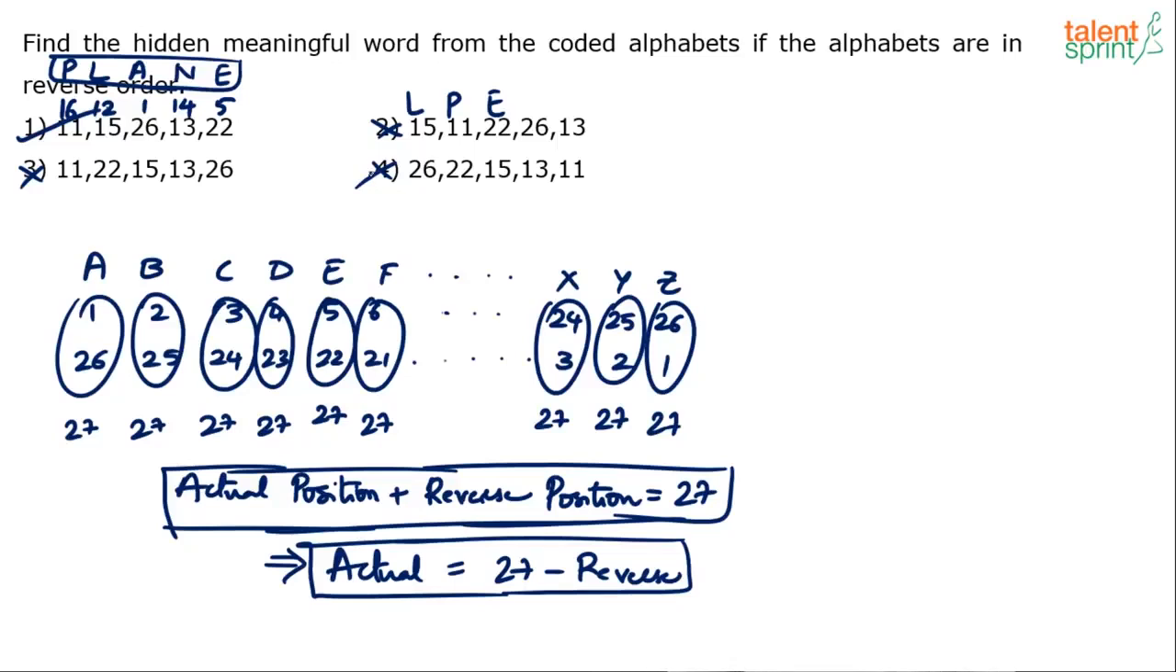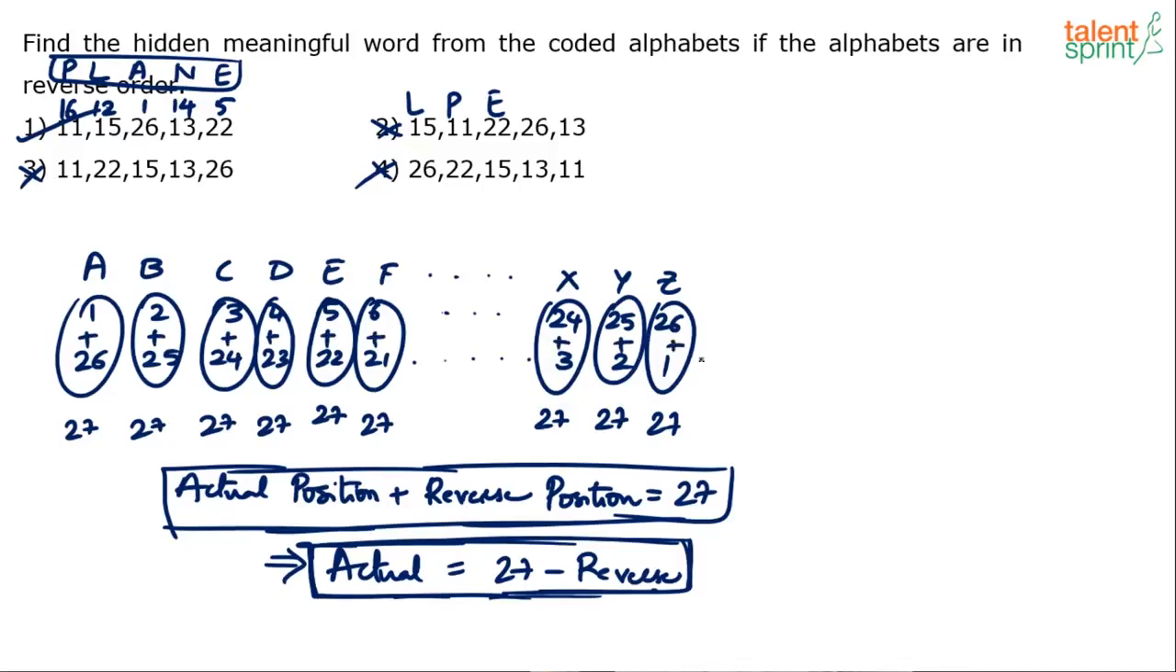So I think the most important takeaway from this question should be to find the actual position of an English alphabet. When the reverse position is given, all you have to do is 27 minus the reverse position, right? The sum of the forward position plus reverse position is always 27.